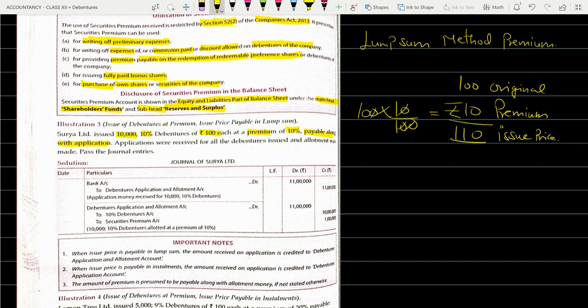So the first journal will be for the amount of application that has been received. How many debentures have been issued? It was 10,000. So 10,000 debentures into 110, because the issue price is not 100, it is 110. How much will it give you if you multiply these? 10,000 into 110.